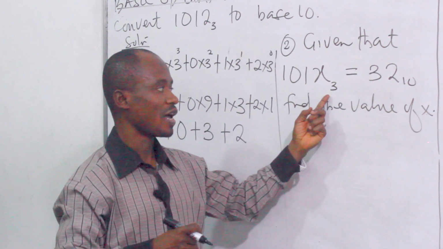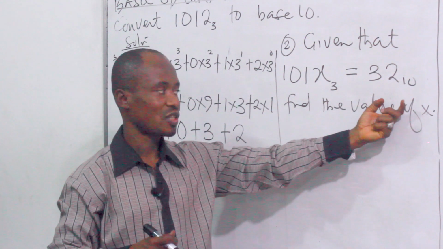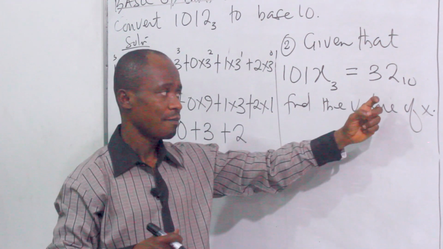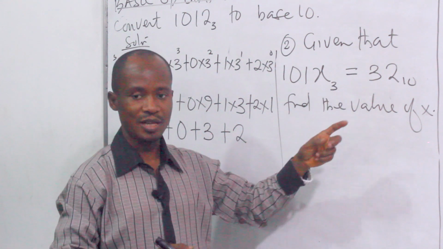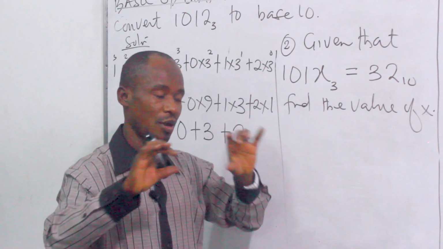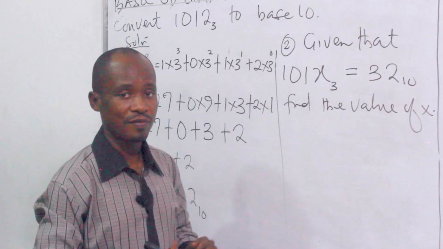Make the base on the right side equal to the base on the left side. Preferably, since we are much more familiar with base 10, convert this base 3 to base 10 so that you can solve the algebraic equation in such a way that you can determine the value of x.